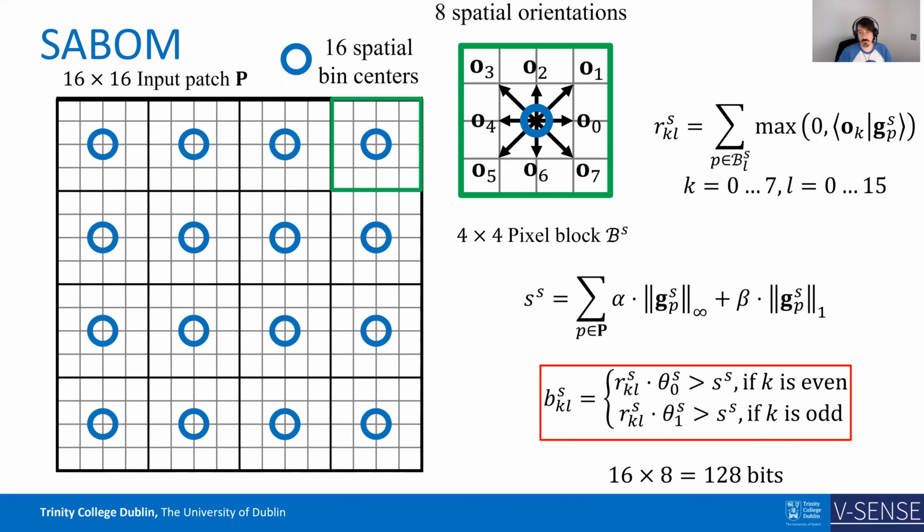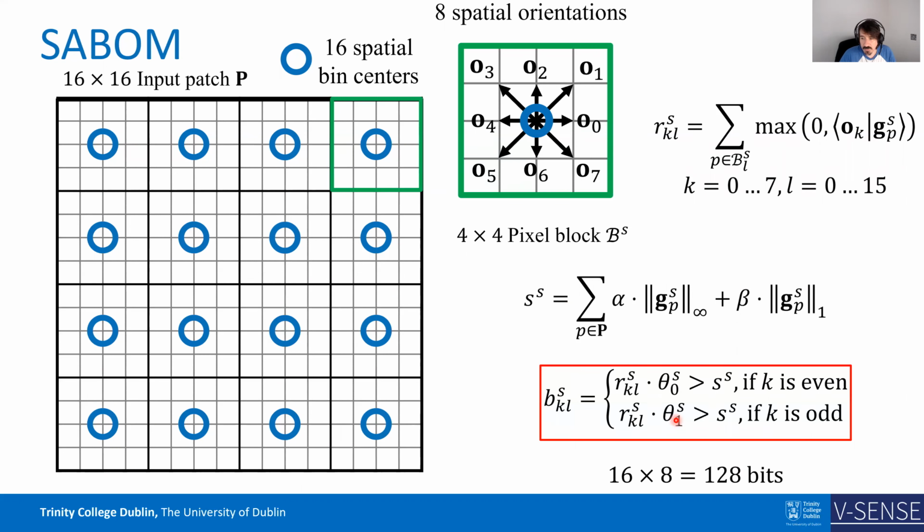And because we want to avoid division, we have omitted on purpose normalization by the L1 norm of the orientation vectors when we compute R, and the normalization by alpha plus beta when computing S. So the parameter theta in the binarization step also compensates for this missing normalization. And this is why in the final equation for the binarization, we have to use two different thresholding parameters, theta 0 and theta 1.